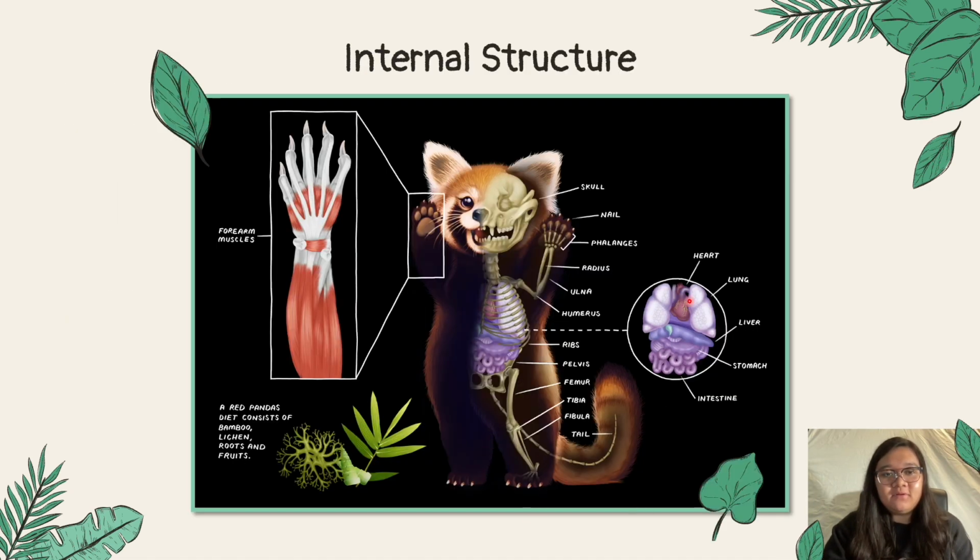So I put this illustration of a diagram of the interior and the exterior of a red panda. As you can see here, zoomed up, these are the same organs that you would find in human bodies. So you have the heart, the lung, the liver, the stomach, and the intestine. And this is also an illustration of the forearm muscles of the red panda.